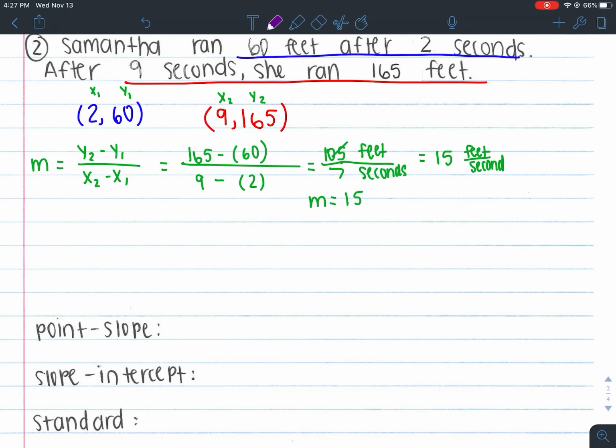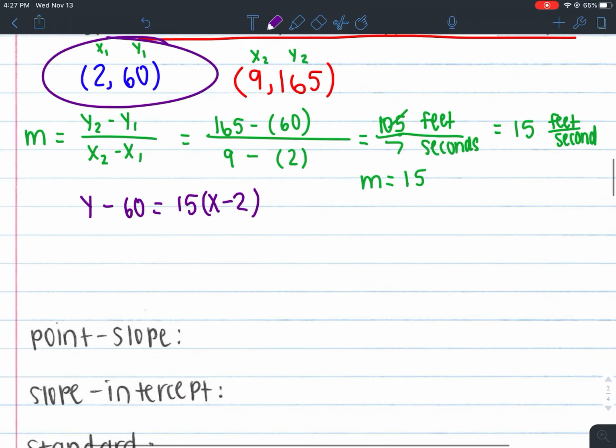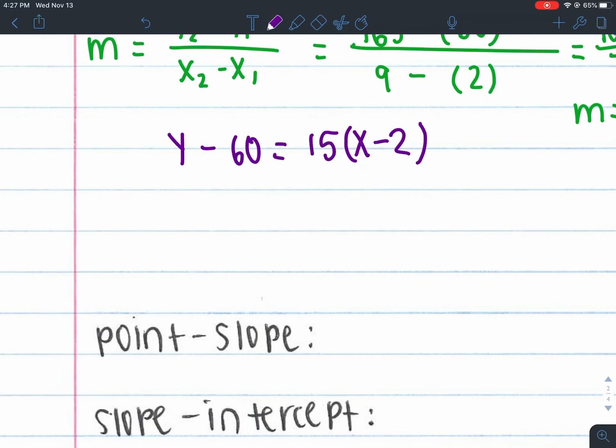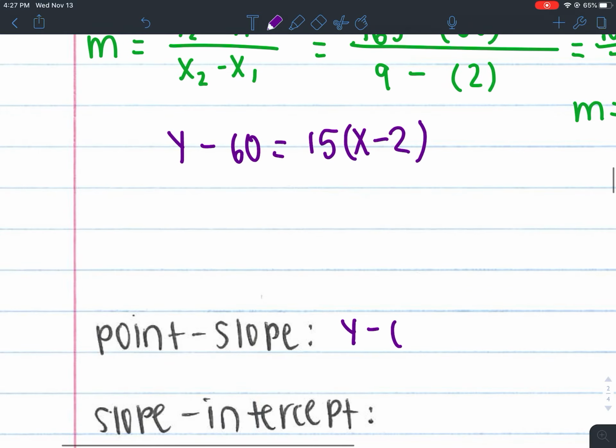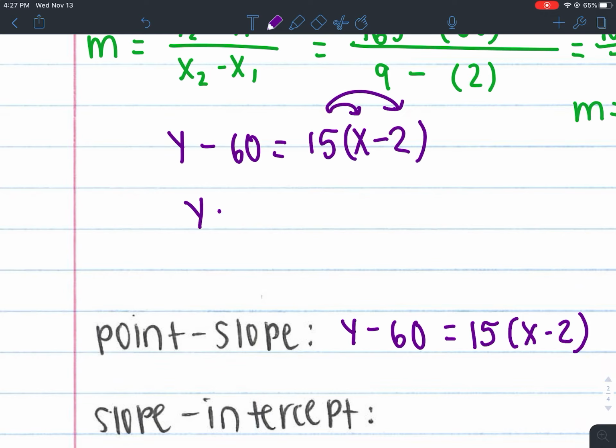All right, now that we have the slope, we want to plug it into point slope form. And then you pick a point, and it doesn't matter which point you pick. I'm going to pick the first one. So it would be y minus 60 equals 15 times x minus 2, point slope form. The next thing you're going to do is distribute. Actually, let's go ahead and write our point slope form down because we have it. We're going to distribute now. Y minus 60 equals 15x minus 30.